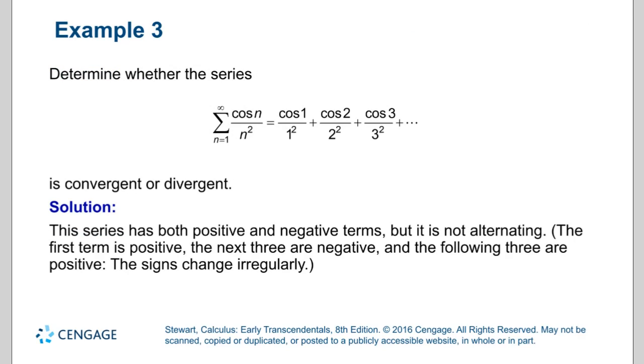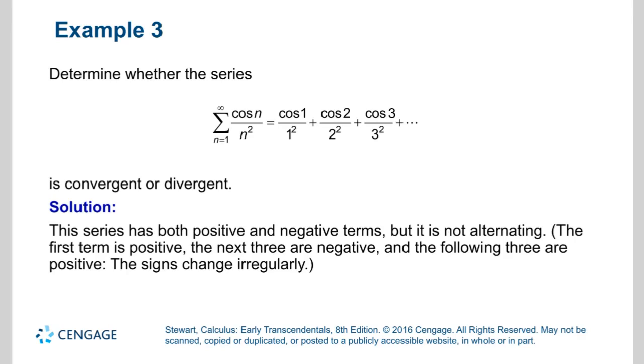The next series we're going to look at is cosine of n over n squared. As you can see, this one goes cosine of 1 over 1 squared, cosine of 2 over 2 squared, and so on. This series has both positive and negative terms, but they're not alternating, because at some point cosine is going to become negative, but it's not at the next point. It just depends on if we're looking at degrees or radians and other things, but it is definitely not alternating. So we need to figure out if this series is convergent or divergent.